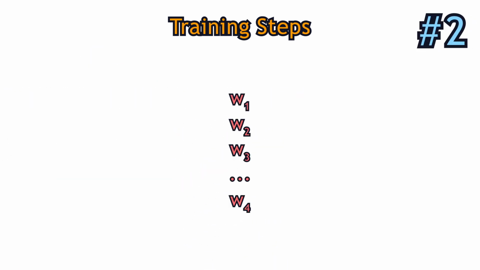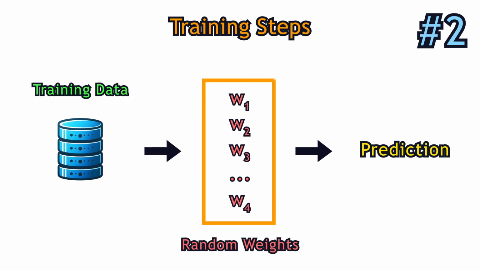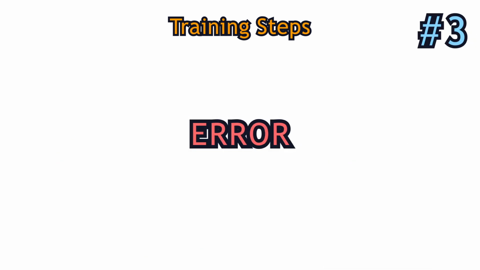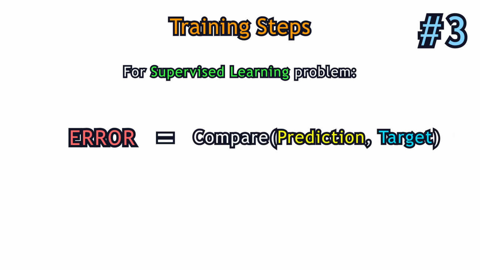Secondly, you use those random weights to get a prediction, meaning you feed your training dataset to the algorithm with random weights to see how well it performs. Thirdly, the error in the predictions is calculated. If we know the correct labels, we can achieve that by simply comparing the prediction with the target.